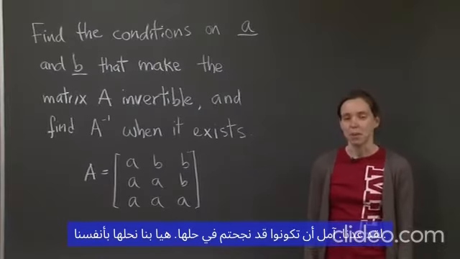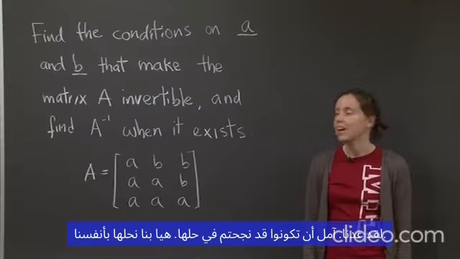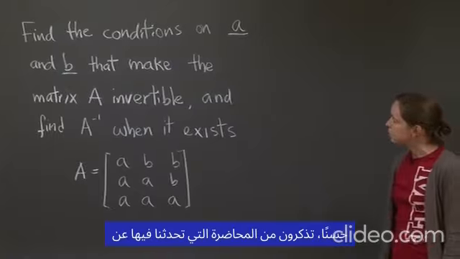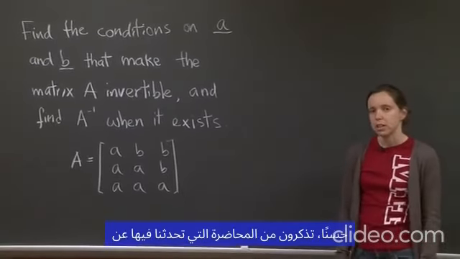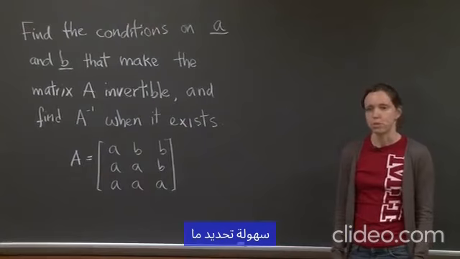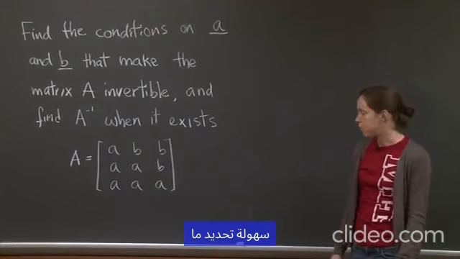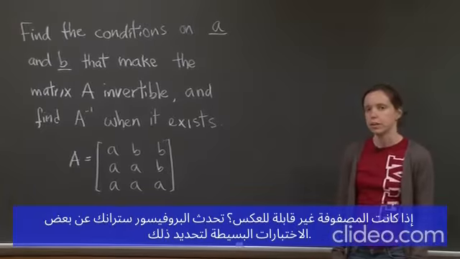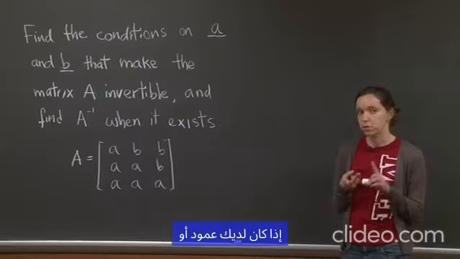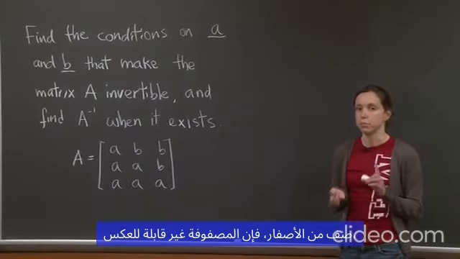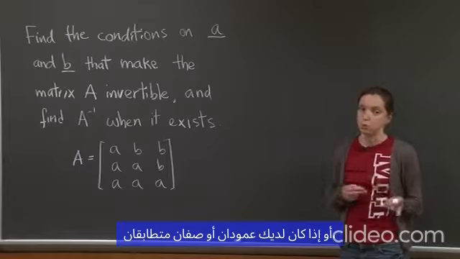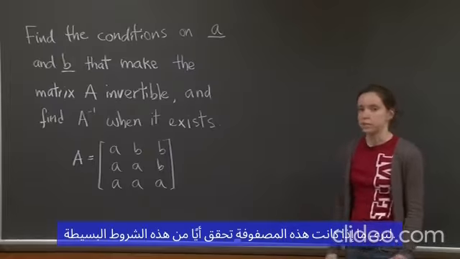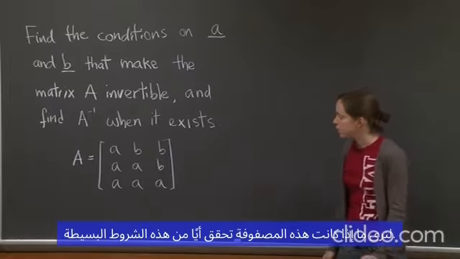And we're back. I hope you had success in solving that. Let's do it ourselves. Remember from lecture, Professor Strang talked about some easy tests to spot when a matrix is not invertible. If you have a column of zeros or a row of zeros, then the matrix is not invertible. Or if you have two columns that are the same or two rows that are the same, the matrix is also not invertible. So let's see if this matrix satisfies any of those easy conditions.